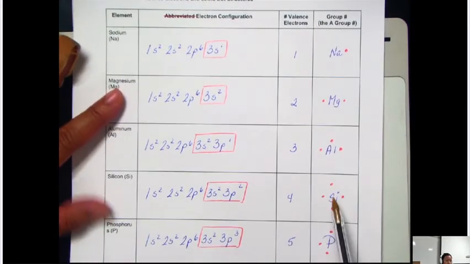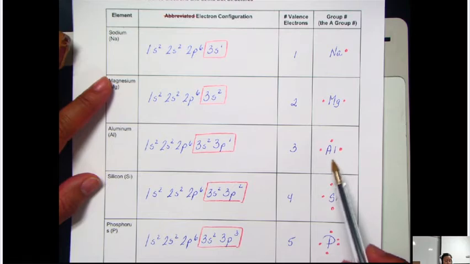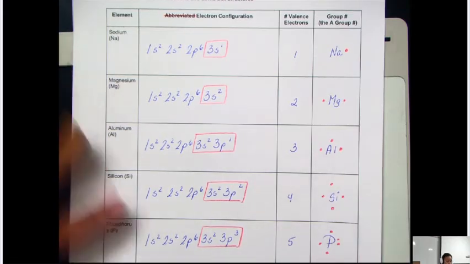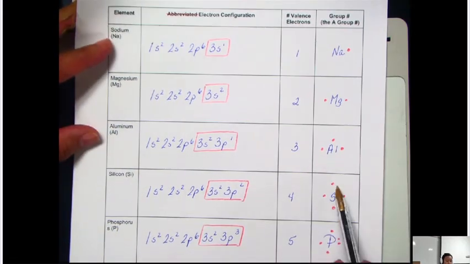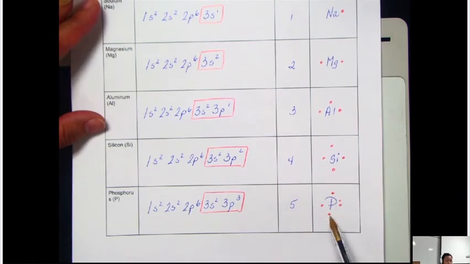So until you get to this point, like with silicon where you have 1 dot on each side, the dots all need to be on different sides. You cannot start pairing them up until you have at least 1 dot on each side. So when we get down to 5 valence electrons, this is when we start pairing things up, okay?